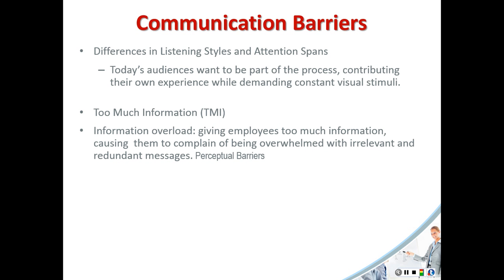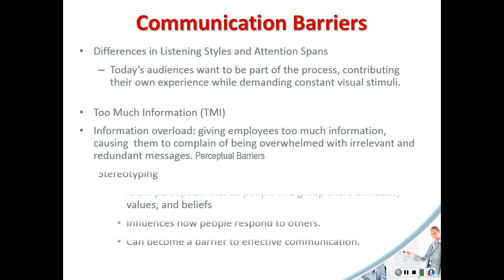And then, thanks to all the ways that we have communication today, there could be information overload. Giving people way too much information, causing them to be overwhelmed and complain that they're getting bombarded with irrelevant and redundant messages. We also, as people, not only in judging other people, but in judging situations, tend to stereotype. Stereotype is our perception that all people in a group share certain attitudes, values, and beliefs. It influences how people respond to others, but it could be a very big, effective communication barrier.